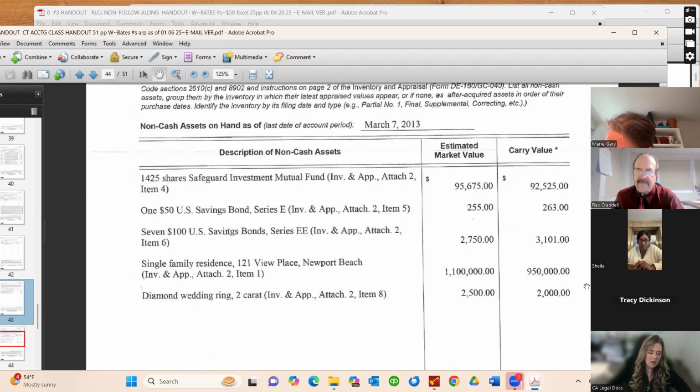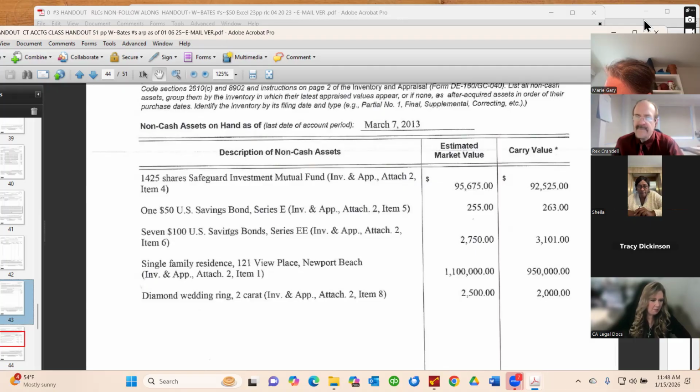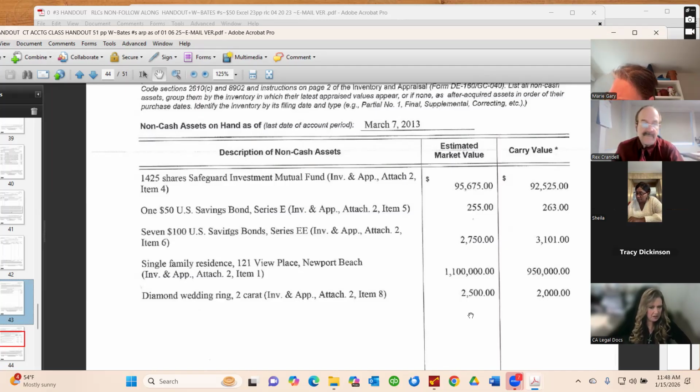Rex, let me take it over because that was really not her question. So I understand your question to be: your shares remain the same, and your carry value is going to remain the same because they're the same number of shares, right? So your carry value is going to remain the same number that the probate referee valued. Your market value, believe it or not, when you start looking at these stock annuity statements, they will tell you what the value is as of that statement date. So, for example, this top shows non-cash assets as of March 7, 2023.